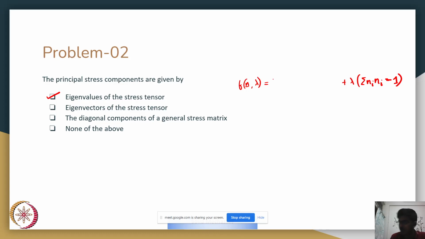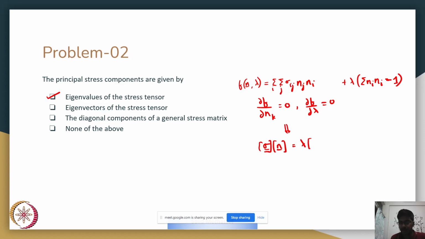and summation sigma_ij n_j n_i over i and j. So this is our objective function to obtain the principal planes. We set dou f by dou n_k equal to 0, dou f by dou lambda equal to 0. And once we simplify this, we essentially obtain an equation of the form sigma times n equal to lambda times n. So this is nothing but an eigenvalue equation.